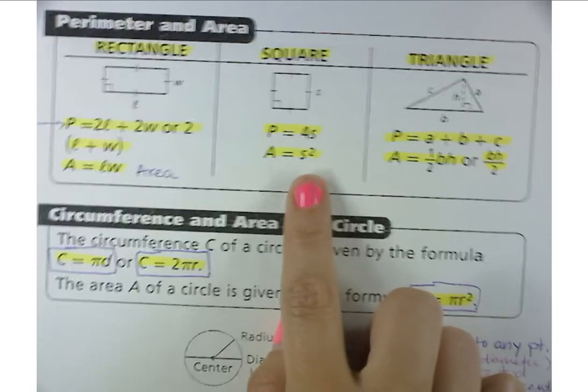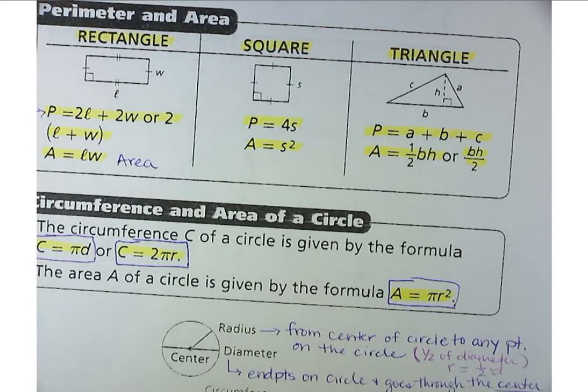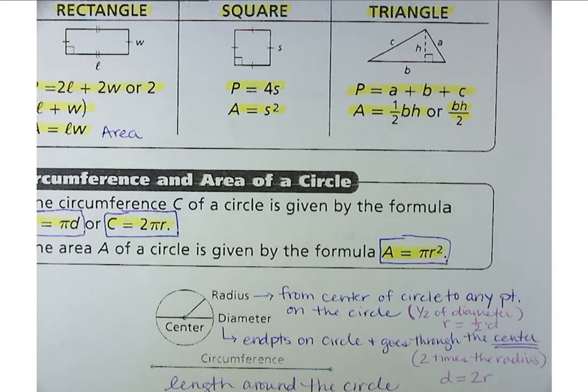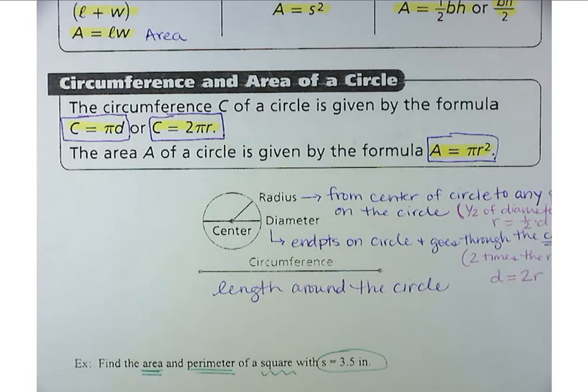Okay, and then the last one, the triangle. So to find the perimeter, you're going to add all 3 sides together. And then, do you guys remember the area formula for the triangle? It's 1/2 times base times height. Did you guys remember that from last year? Yeah. Okay, so you might have done a little bit in Algebra 1. Yep.